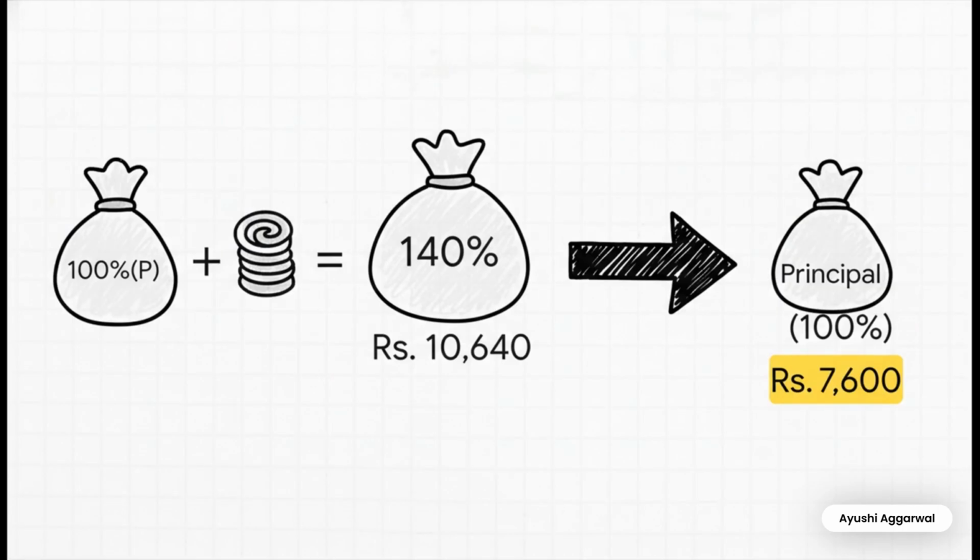And here is the final step. We always think of the principal as being 100%. The total amount is just the principal plus the interest. So that's 100% plus our 40% interest, which equals 140%. Now, if 140% is equal to 10,640, we can easily calculate that 100%, our original principal, is 7,600 rupees. That makes option B our answer.